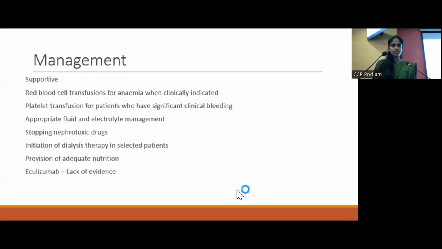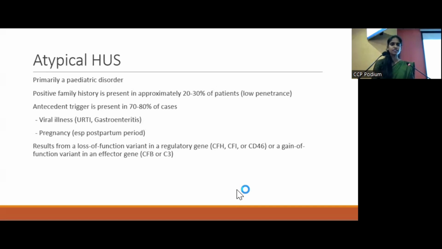Management is supportive. If needed, we can give red cell transfusion, platelet transfusion, fluid and electrolyte management, stopping the nephrotoxic drugs, and initiation of dialysis in selected patients. The indications would be the same as for any other causes, along with provision of adequate nutrition. The use of eculizumab is lacking in Shiga toxin-mediated HUS.